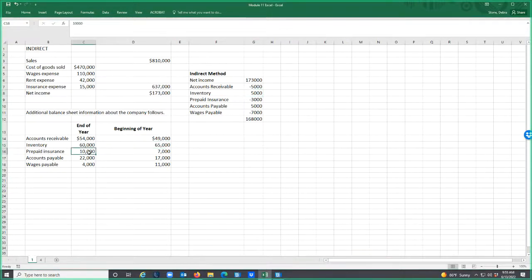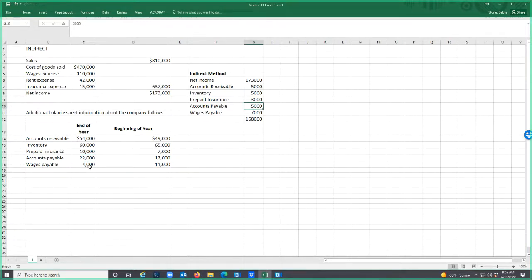Here, prepaid insurance, we had more prepaid insurance of 3,000, which means we paid out the cash because we increased the prepaid insurance account. So that would be a minus to cash. The accounts payable, it looks like we have more of an accounts payable than before by 5,000. So that means that's reduced our use of cash. So that's a 5,000 increase.